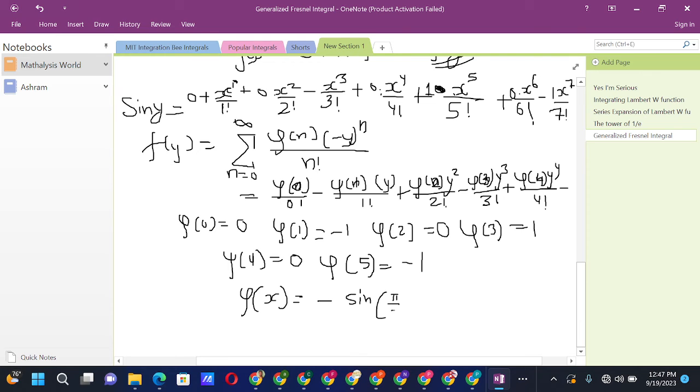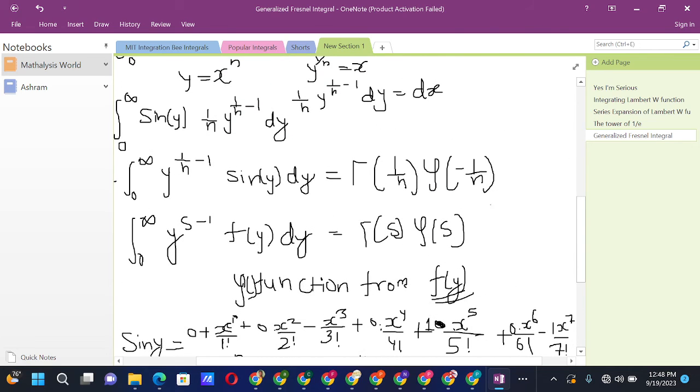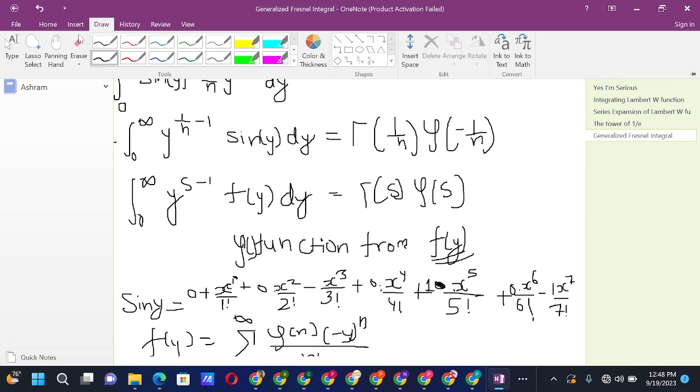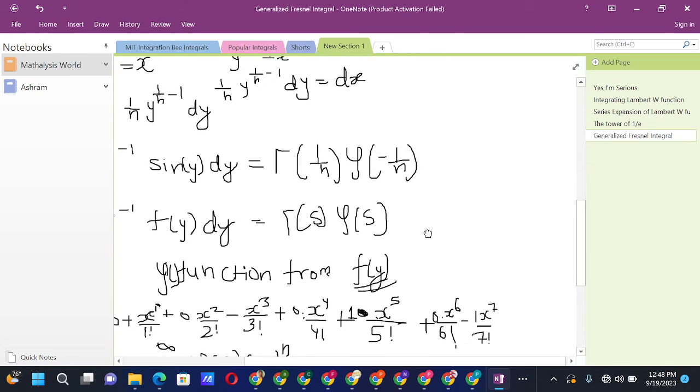Sine of pi by 2 x actually gives 0, 1, 0, minus 1, 0, 1, 0, minus 1, but ours is just the negative: 0, minus 1, 0, 1. So this function works for phi of x. So now we have the function for phi of x, and now we can find phi of minus 1 by n. Okay, now we'll just substitute over here.